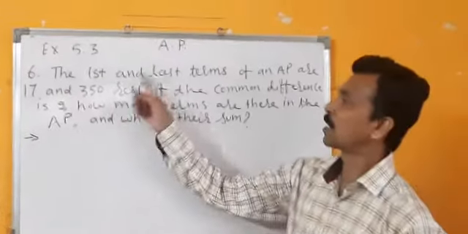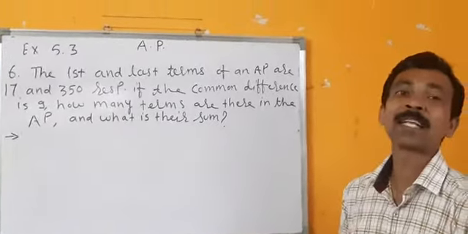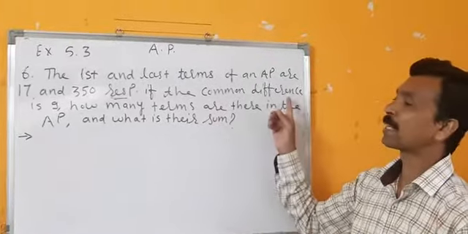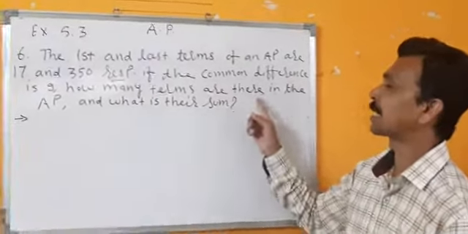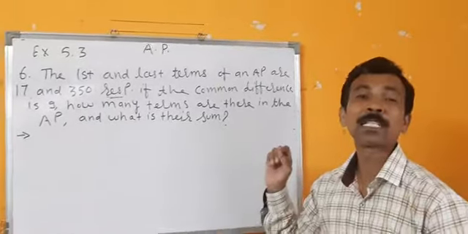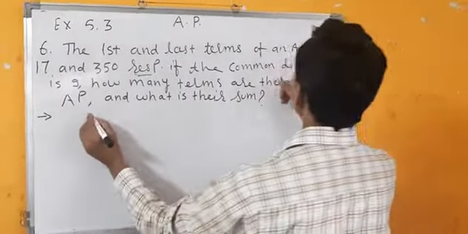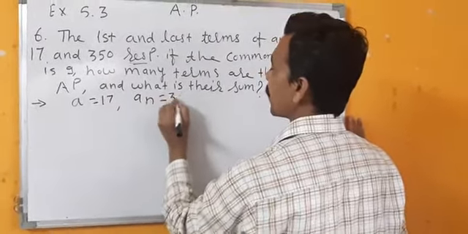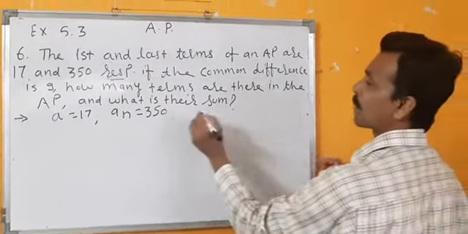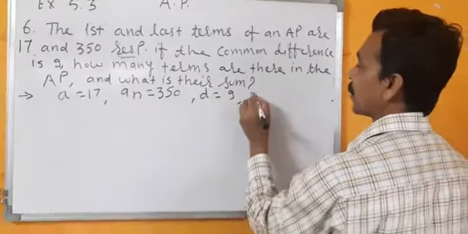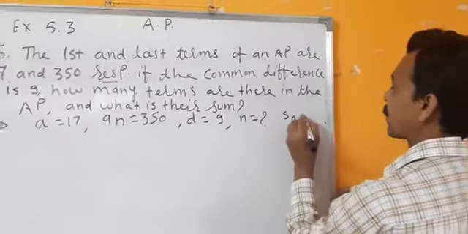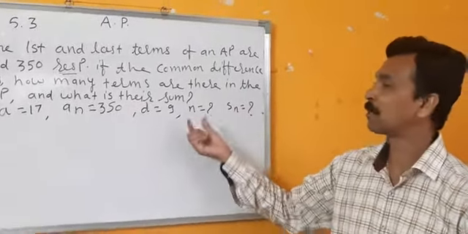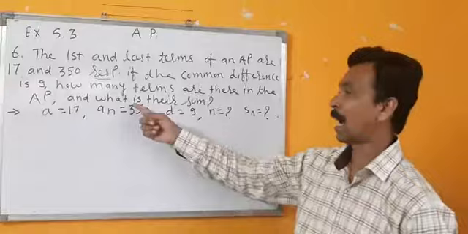Sixth sum. The first and last terms of an AP are 17 and 350 respectively. If the common difference is 9, how many terms are there in the AP and what is their sum? First term is given as 17. Last term is 350. AN is 350. Common difference is given. D is 9. You have to find N and you have to find Sn. Because the question says how many terms are there in the AP? Terms means N. And what is their sum?